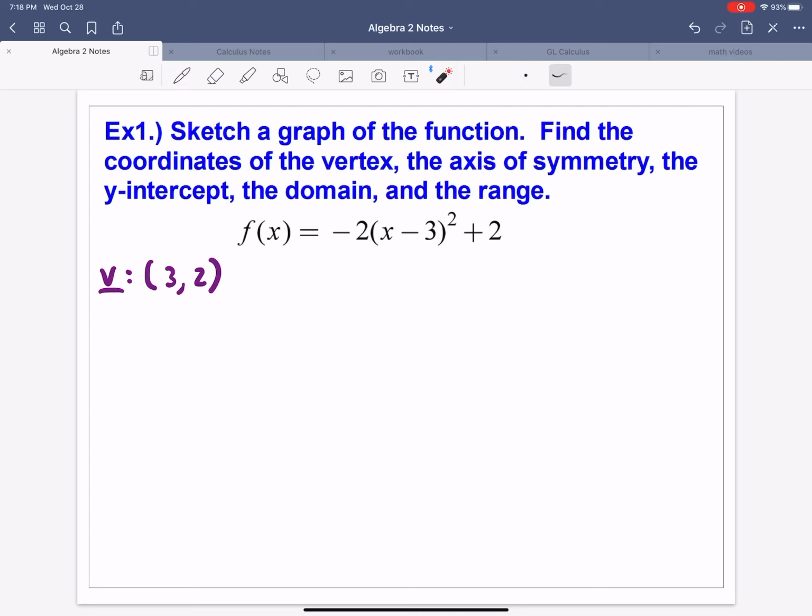Now, if you're brand new to this, you might be really confused because you might be seeing minus 3 and think, well, shouldn't that be to the left 3? No, it's not. For the h value, you do not trust the sign. You always go opposite from what you would think.